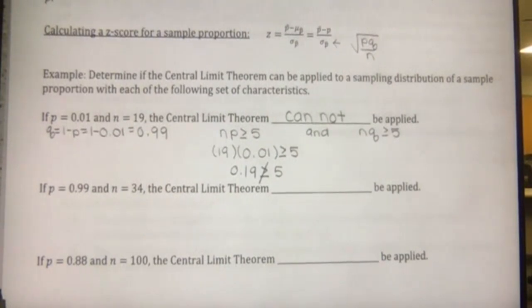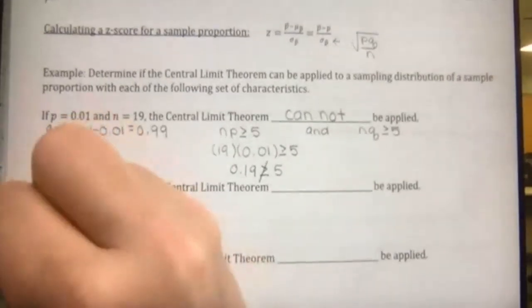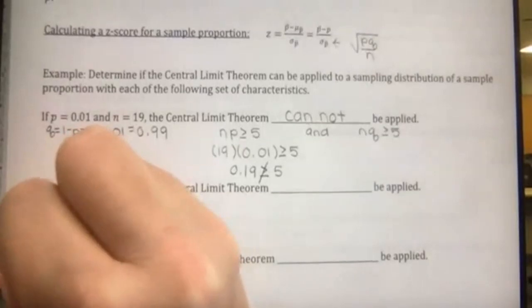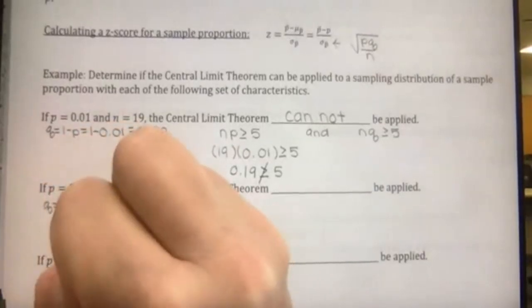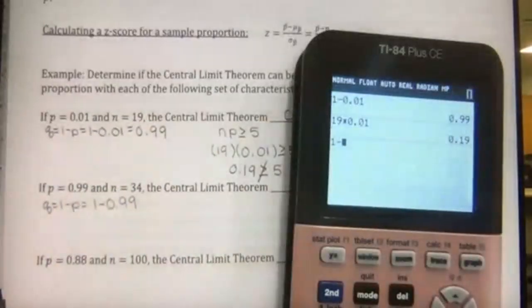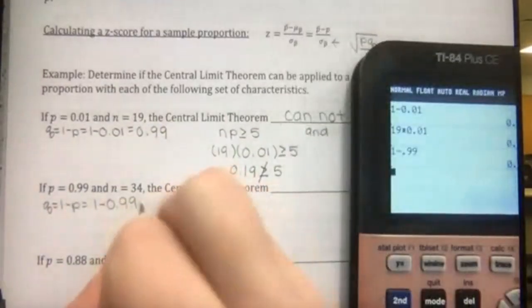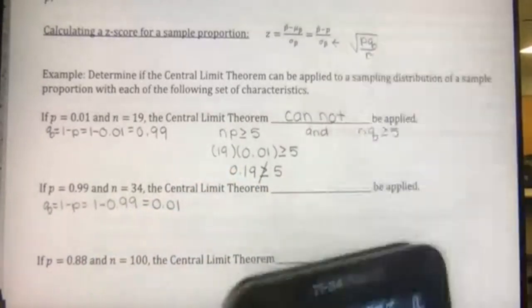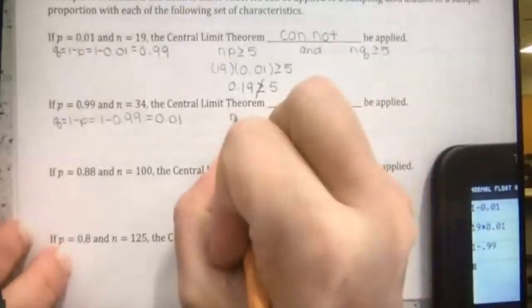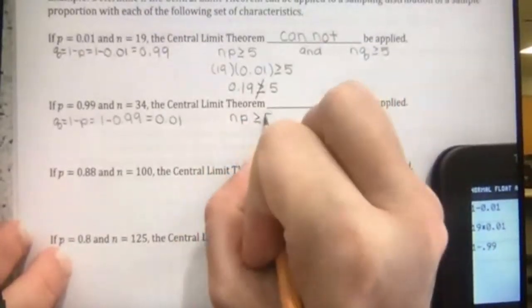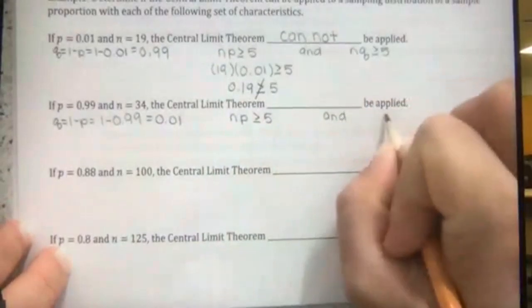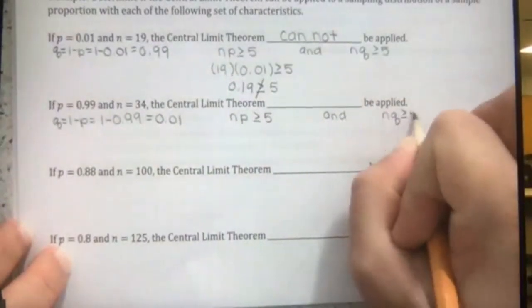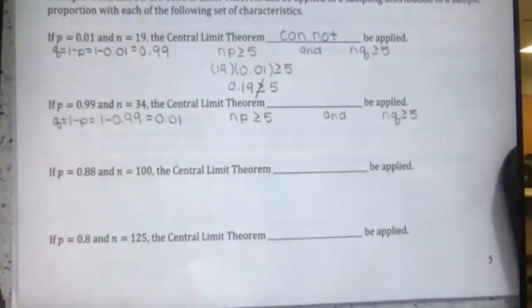Same thing for the next one. If our p value is 0.99, that means our q value is 1 minus p. So 1 minus 0.99 is 0.01. And n is 34 this time. Can the central limit theorem be applied? Same exact concept. We're going to see, does n times p is that greater than or equal to 5, and n times q has to be greater than or equal to 5. That's our conditions.